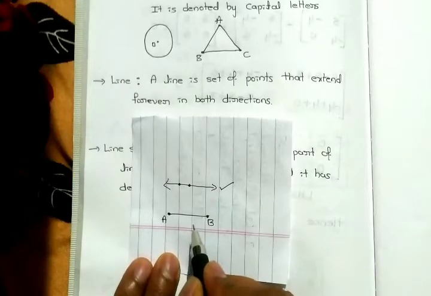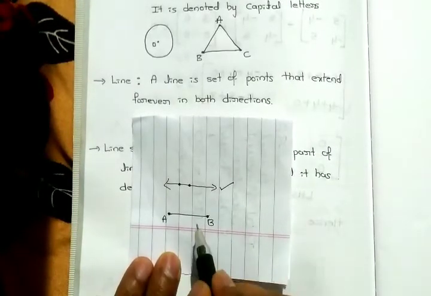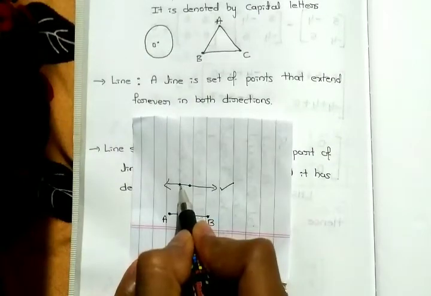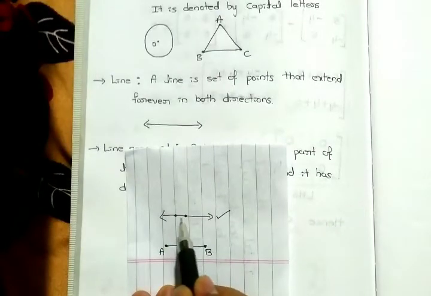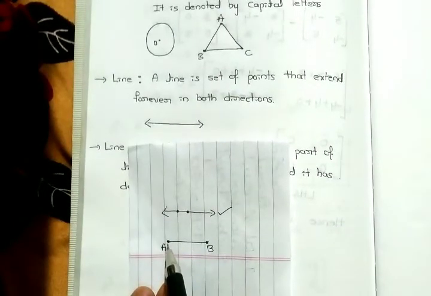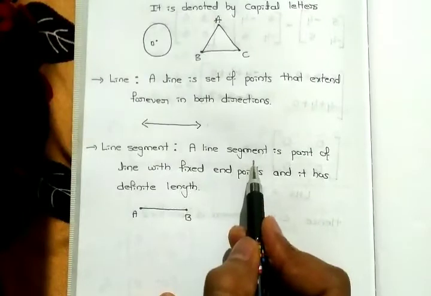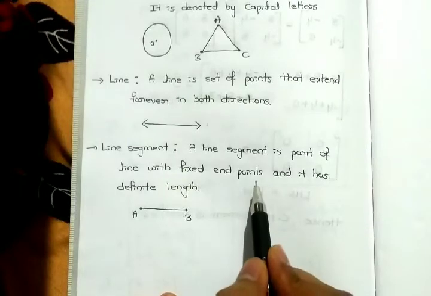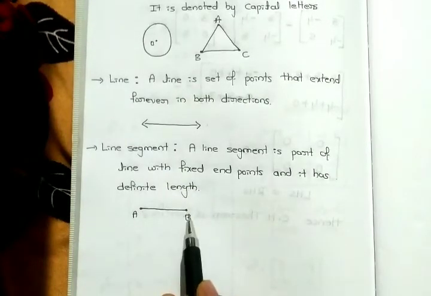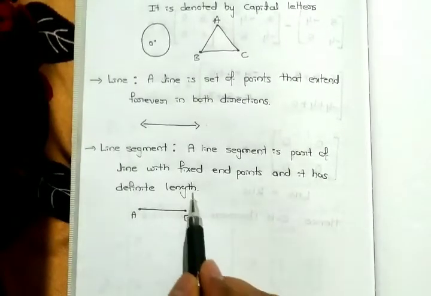This is what we call a line segment. Why? Because this is a part of the line, but it has fixed points, meaning a starting point will be there as well as an end point. Therefore, a line segment is a part of a line with fixed end points. Starting point will be there as well as end point, and it has definite length.